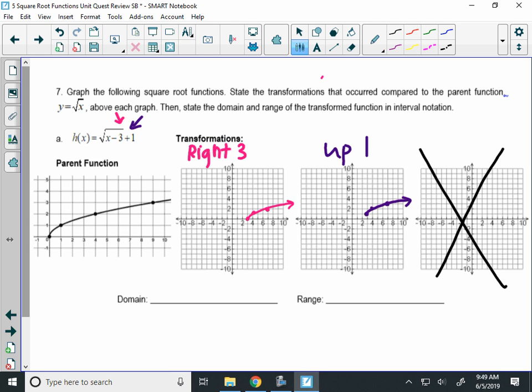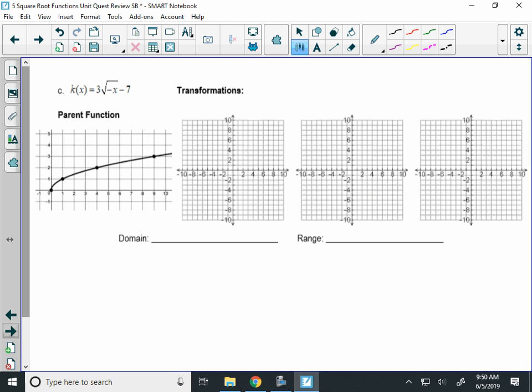And my domain here goes left to right. So on the left, my farthest to the left x is at 3. And my arrow on the right means I go towards infinity. My range has the lowest y value at 1, and it also goes up to infinity. All right, let's look at another one. I have part C here.